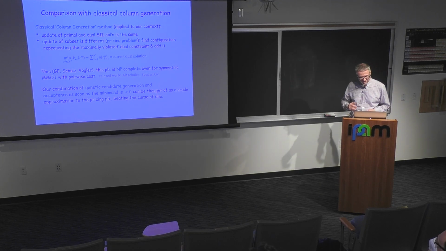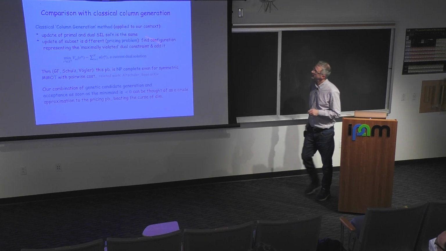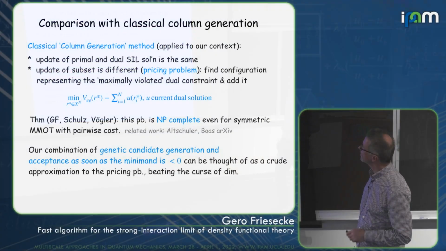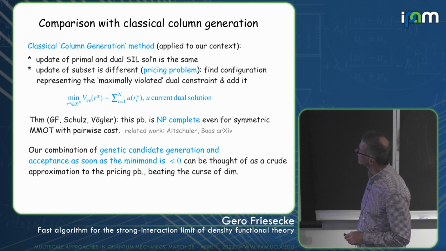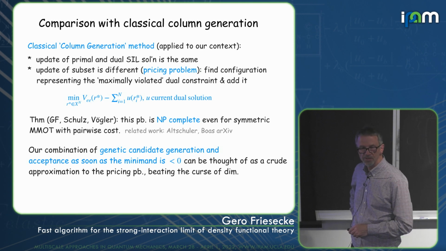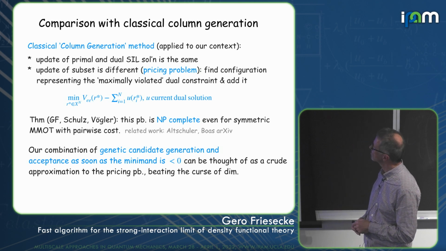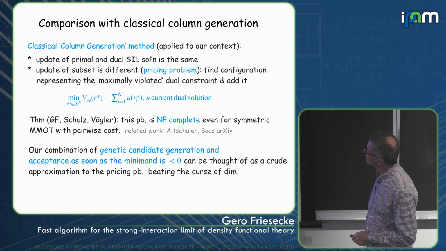So I also wanted to explain briefly the connection with classical column generation. In our context, we have the same update of primal and dual solution, but the update of the subset is different. So in classical column generation, which comes from discrete optimization, you update as follows. You solve a so-called pricing problem, namely you find the configuration that minimizes this expression here, okay?